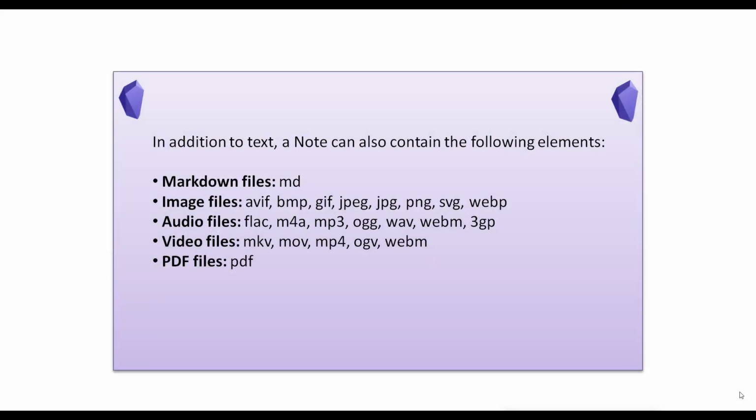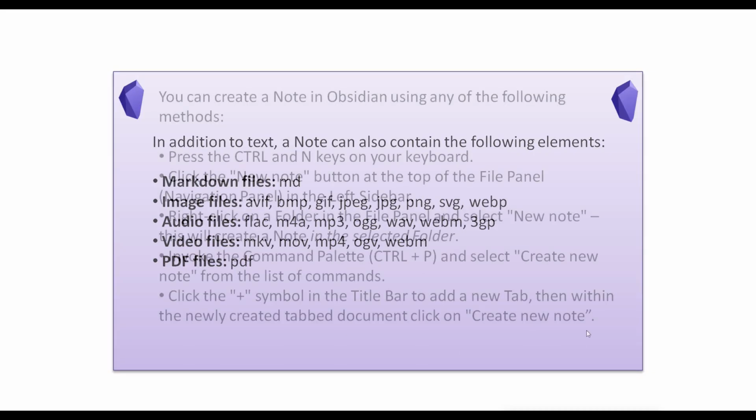Okay, so once again, these are the file types that you can include in an Obsidian Vault, either embedding them within a note or putting them in the file manager in Obsidian as separate files. Markdown files, image files of these types, audio files of these types, video files, and PDF files.